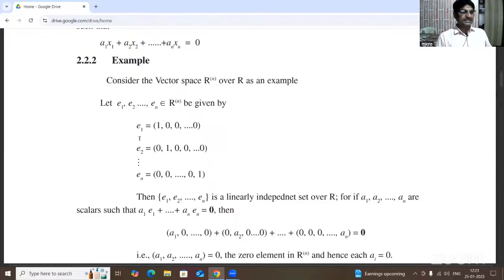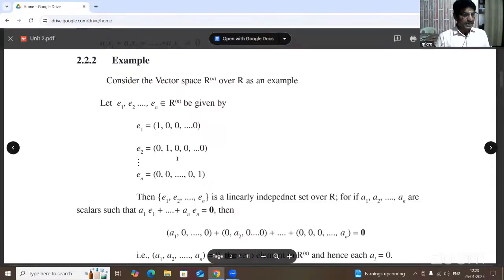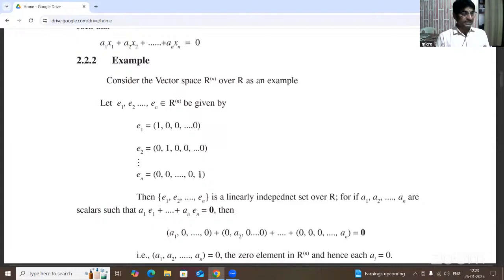The standard basis of the n-tuple vector space, denoted by R^n, is also a basis of the vector space, because it is linearly independent. The first standard basis vector has first dimension 1 and all the remaining dimensions 0. Refer here: the first standard basis vector is (1, 0, 0, and so on, 0), because the first dimension is 1.